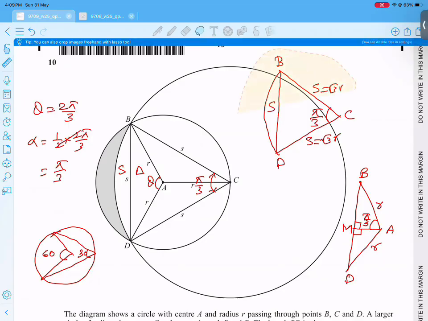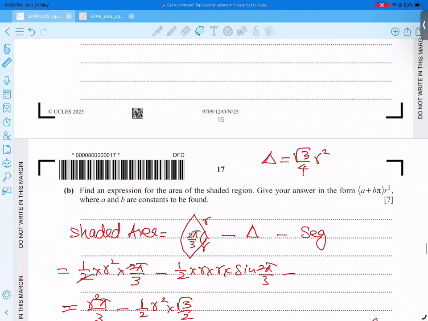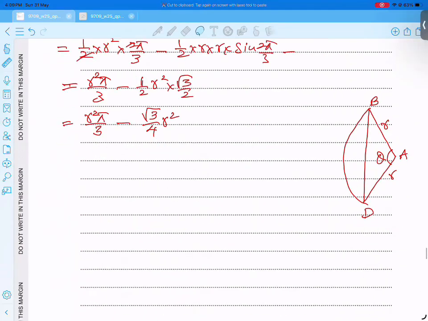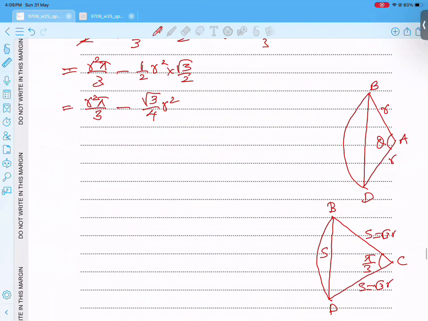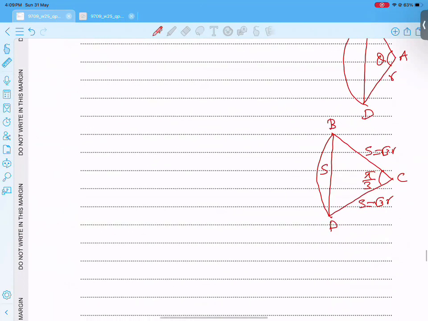So this diagram, I'm going to cut from here and bring down. So this diagram number 2, which is very important for us. Okay, students, how to get segment area? If I talk about segment area, how to get segment area? Sector area minus triangle area.